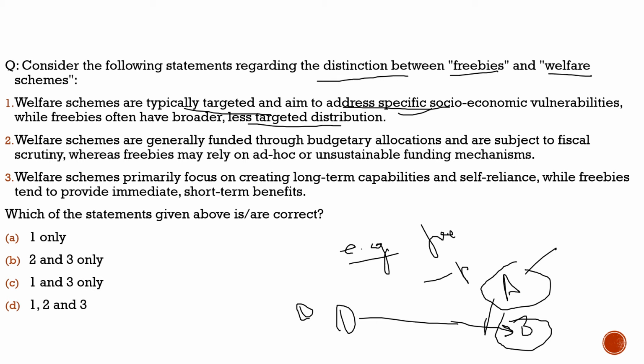Second statement: welfare schemes are generally funded through budgetary allocation and are subjected to fiscal scrutiny, whereas freebies may rely on ad hoc or unsustainable funding mechanisms. 100% correct. Nothing wrong with the statement. Third statement: welfare schemes primarily focus on creating long-term capabilities and self-reliance, while freebies tend to provide immediate short-term benefits. 100% correct. So with respect to this question, the correct option would be option D, that is 1, 2 and 3, all the three statements are correct.